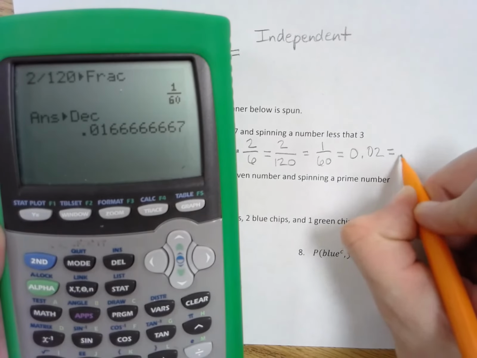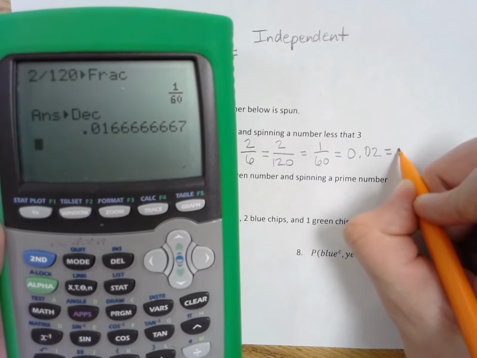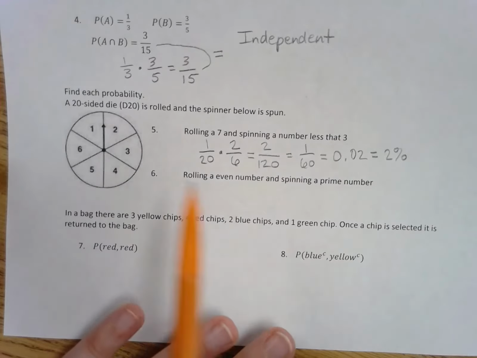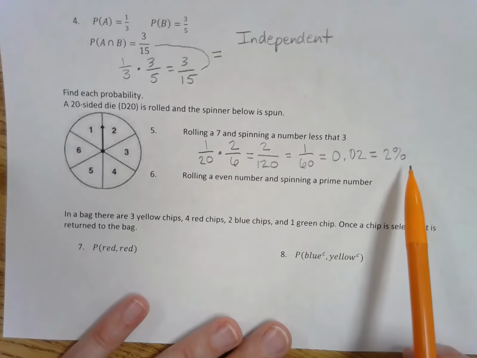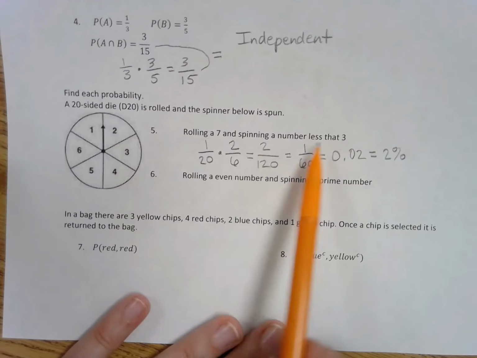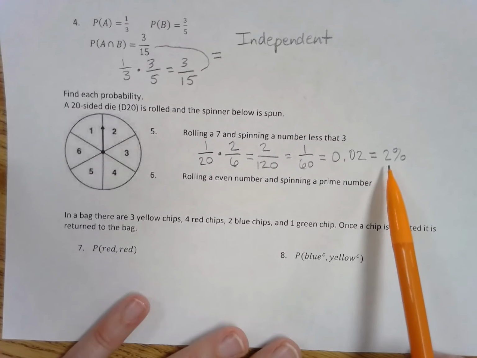And then that percent would be, if we multiply that times 100, or just move the decimal, it is 2%. So the chances of this happening are pretty slim. Being able to roll a 7 and spin a number less than 3, to be able to do that, you have a 2% chance.